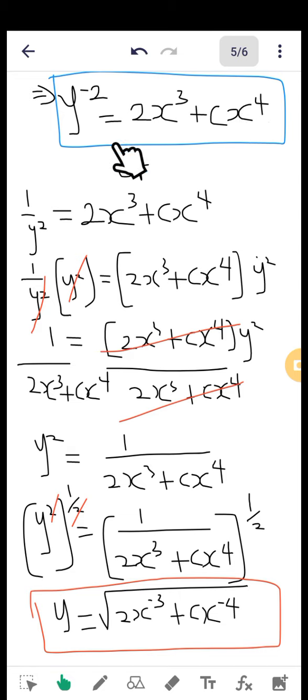So we can leave our answer like this, but this form is not more appreciated because with the y exponent minus 2, we have to get the y to be alone without any exponent. So more or less this can be written as 1 over y squared equals 2x cubed plus cx exponent 4. So I can multiply by y squared, and this y squared will cancel the y squared.